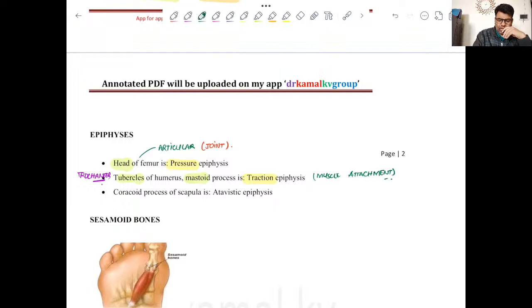Clear? And then third type of epiphysis is atavistic epiphysis, where the epiphysis actually originally is independent, but later on it fuses with some nearby bone. So classically this is coracoid process. It becomes a part of scapula later on. So these are different types of epiphysis.